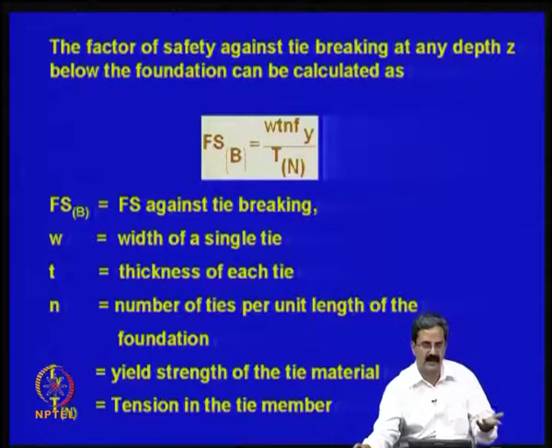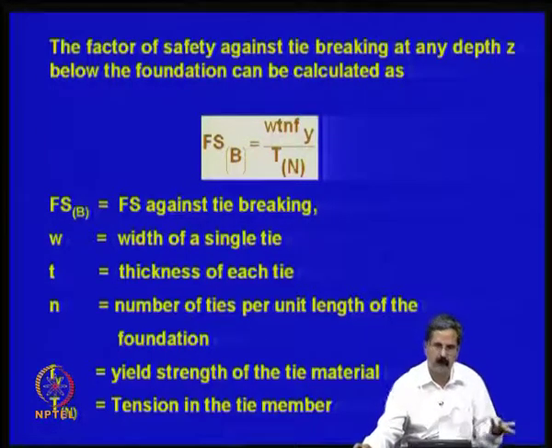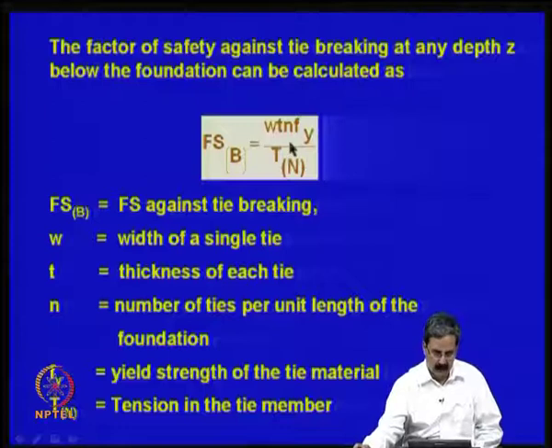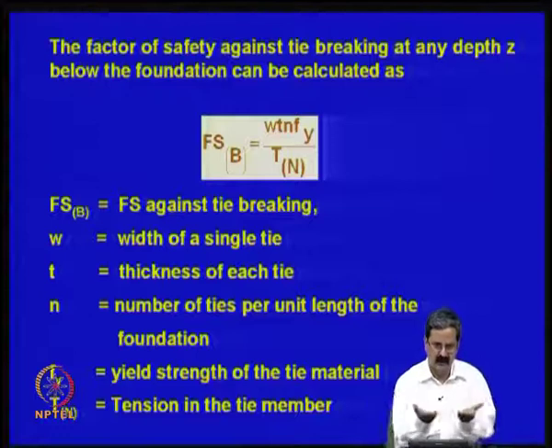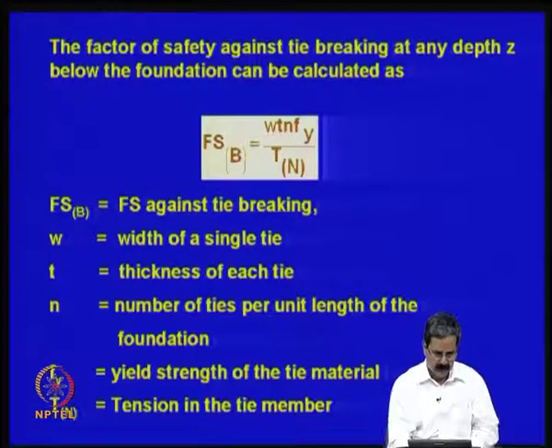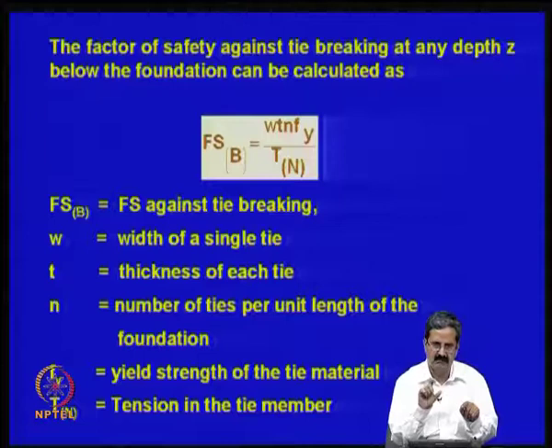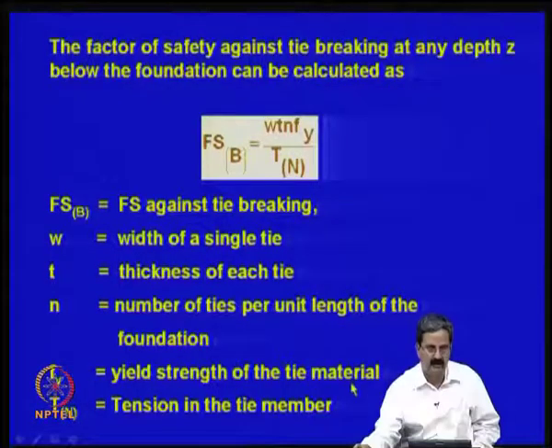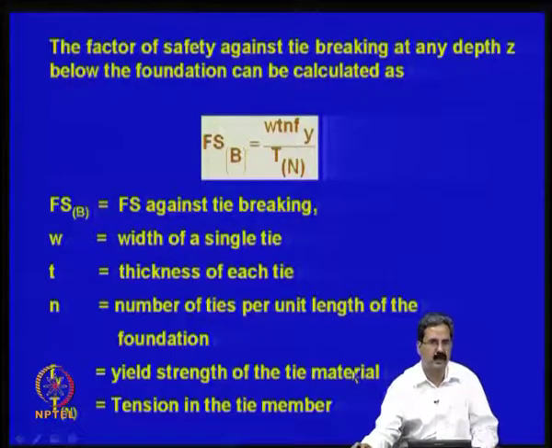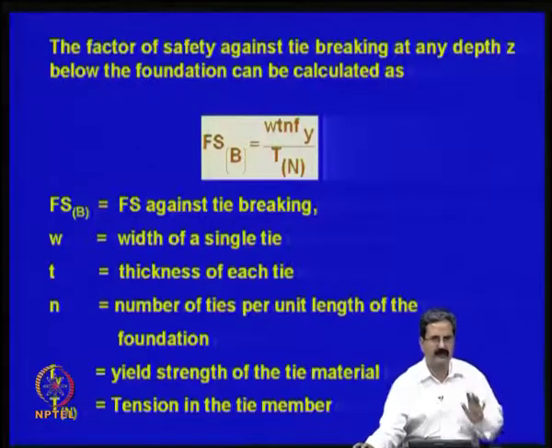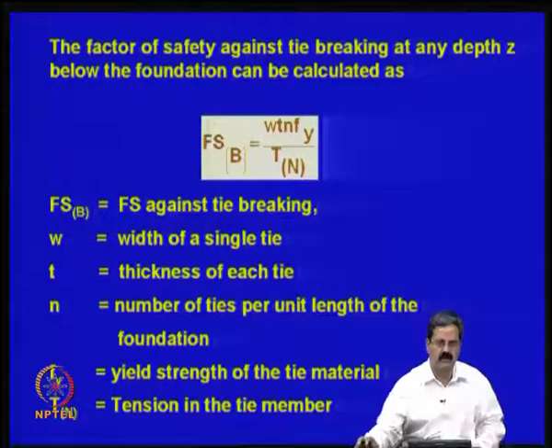So, we specify a factor of safety of 2 or 3 or whatever, depending on the code, and you take a simple tie. Tie means a reinforcement, like any steel strip. We are using a steel strip here as an example. Width into thickness will be the reinforcement element. N is the number of elements. Fy is the tensile yield strength of the tie material. If it is steel, you have to take that value. If it is a geogrid, you take that value. If you want to put timber, take that value. Timber reinforcement also is possible, right.